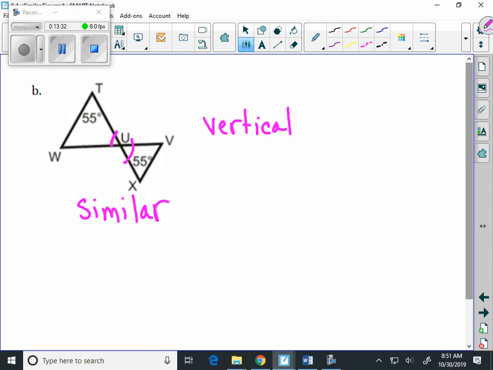If you were unsure, what you could do is you could give a numerical value to angle U. Maybe make it 50. But what you would see then, if here is 50, then here would also be 50. And then 50 plus 55 is 105, 180 minus 105 is 75. We would have the same amount, the angles would be congruent for both triangles. So yes, these two triangles are similar by the angle-angle similarity.